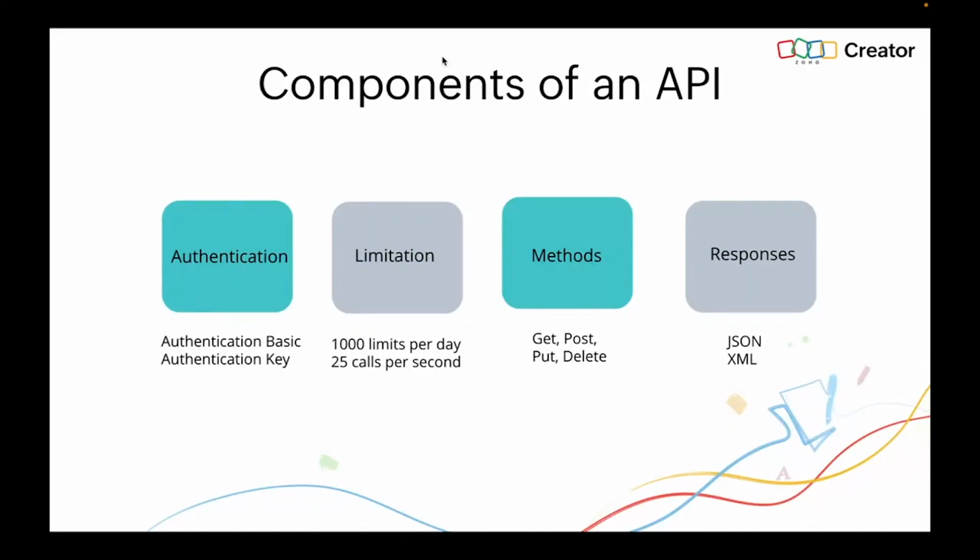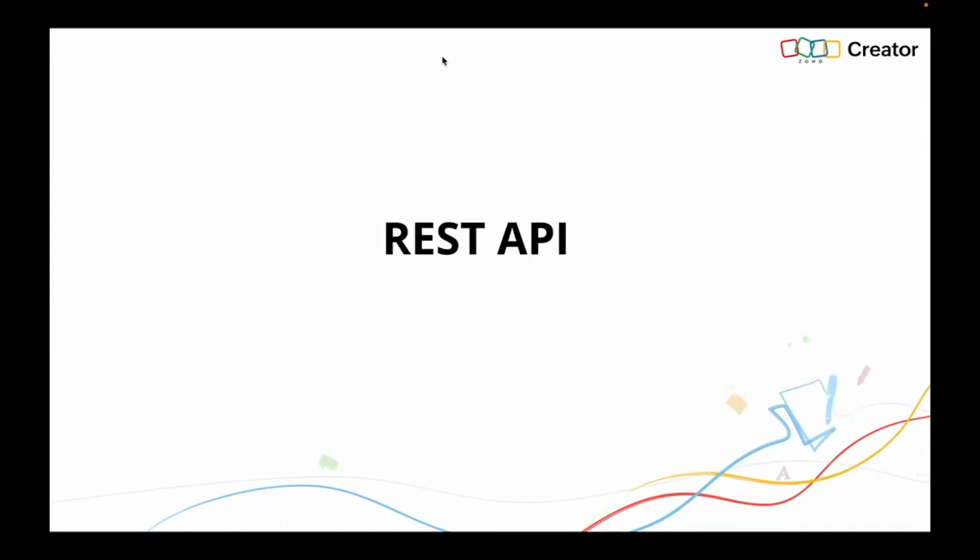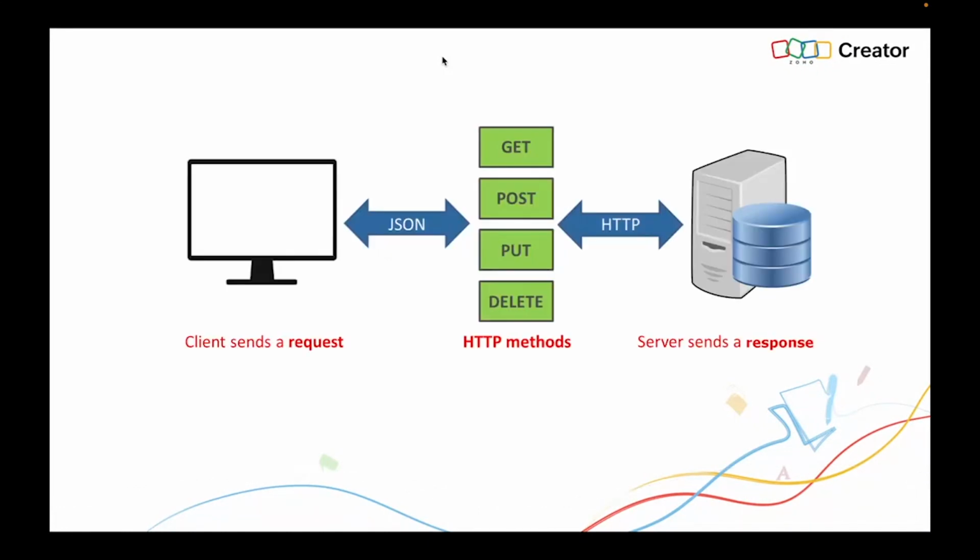And coming to the responses, there are two different responses that you can receive from the API. One is a JSON response, another is an XML response. Coming to the REST API concept, REST APIs communicate via HTTP requests to perform functionalities like creating, reading, updating, and deleting records, what we call CRUD operations.